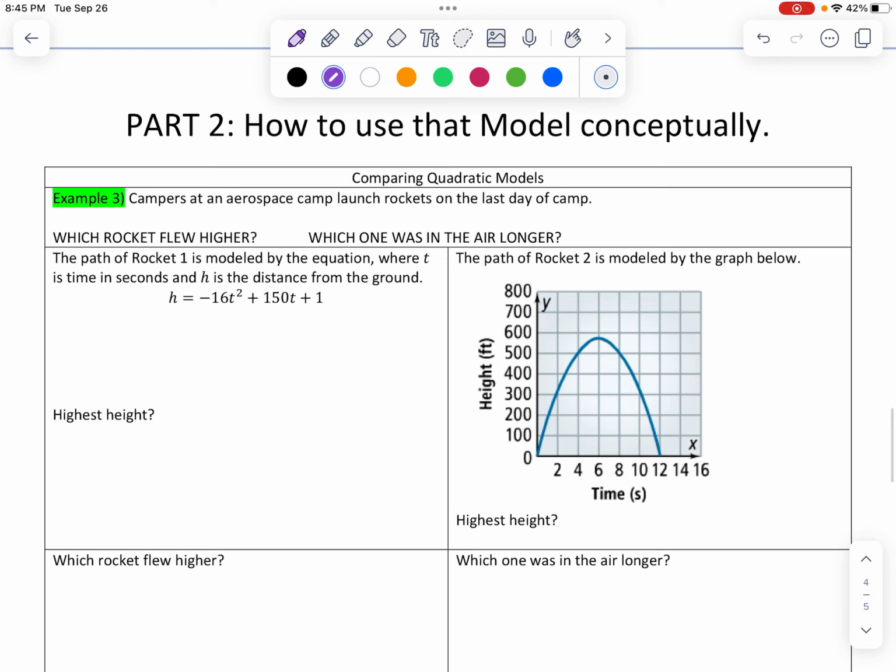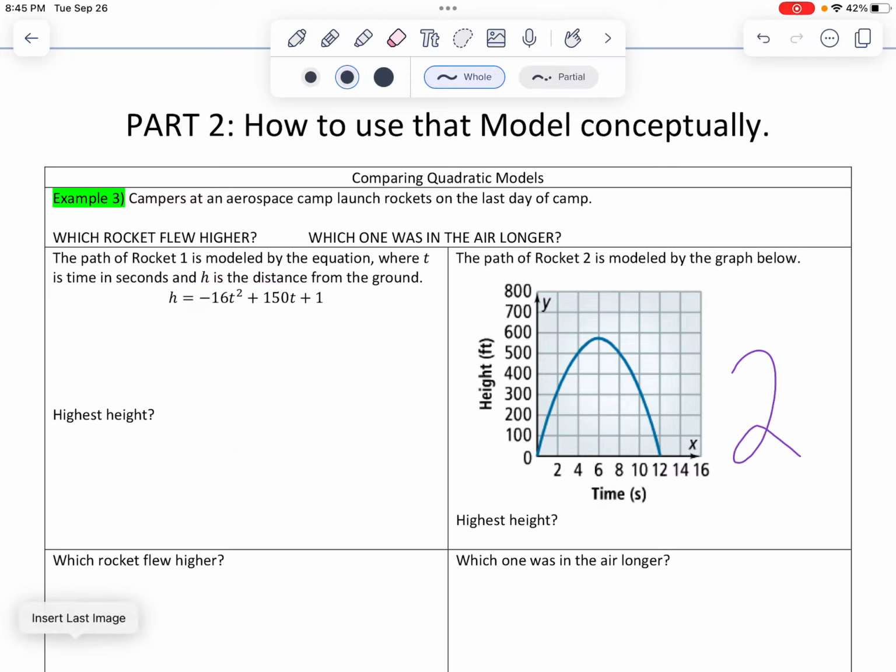We're going to compare. It says, campers are at an aerospace camp and they launched rockets on the last day. Which rocket flew higher? Which one was in the air longer? This one is rocket number 1 and this one is rocket number 2. Rocket number 1 is given to us as an equation where h is the height and t is the time in seconds. And unfortunately, the second one is given to us as a graph.